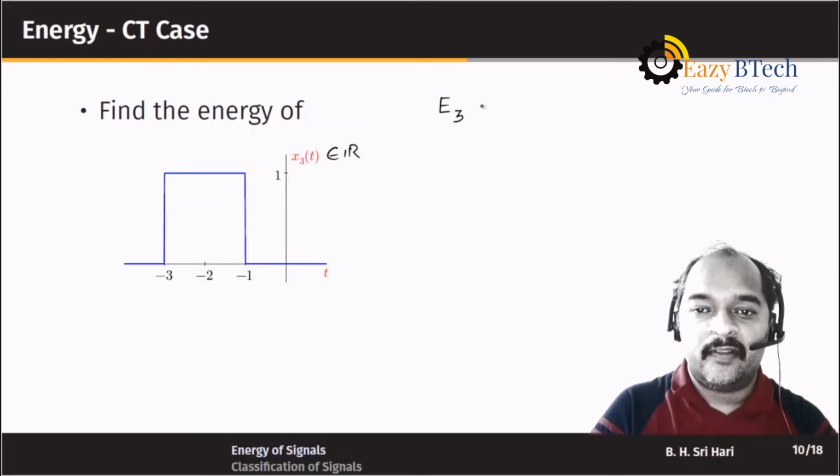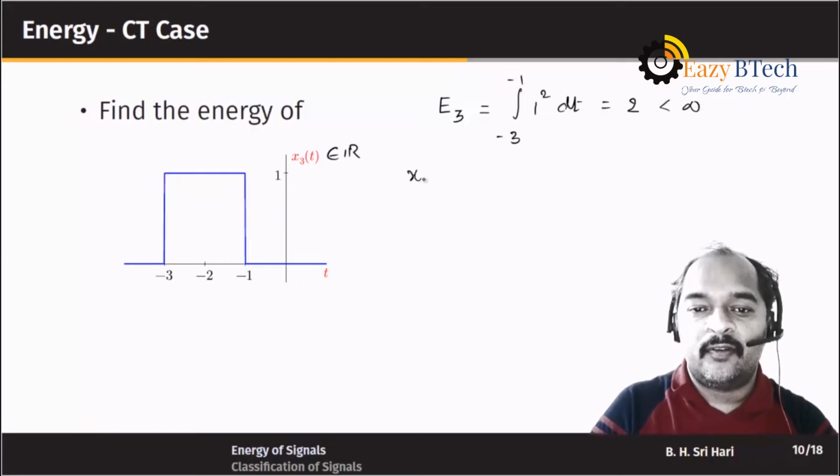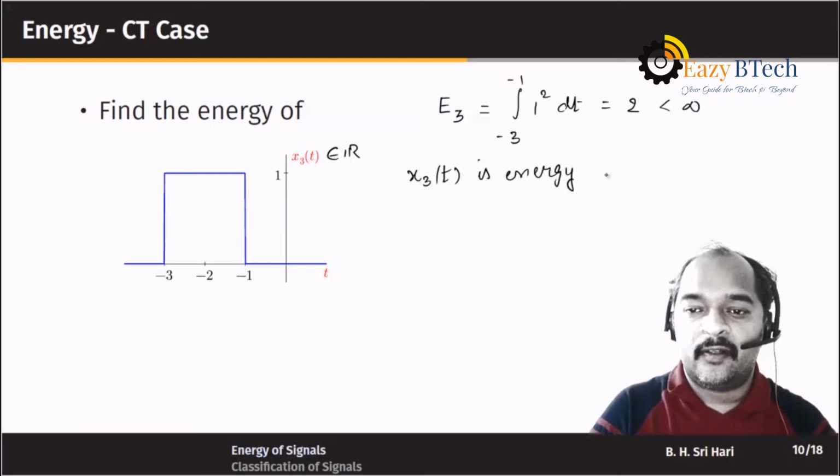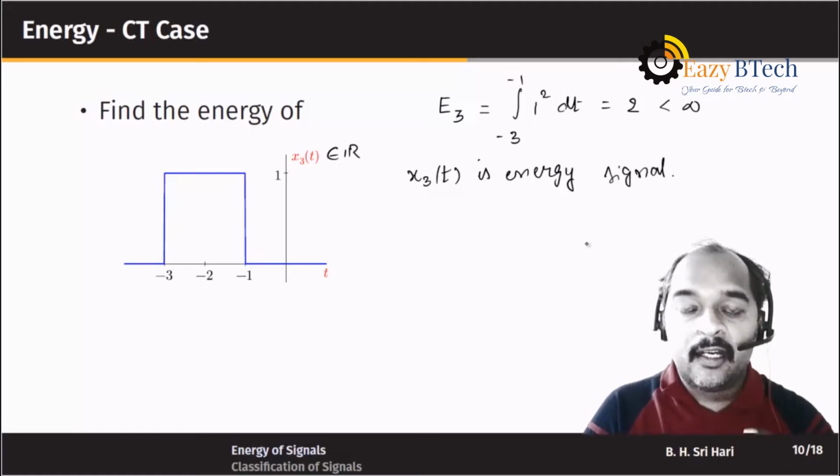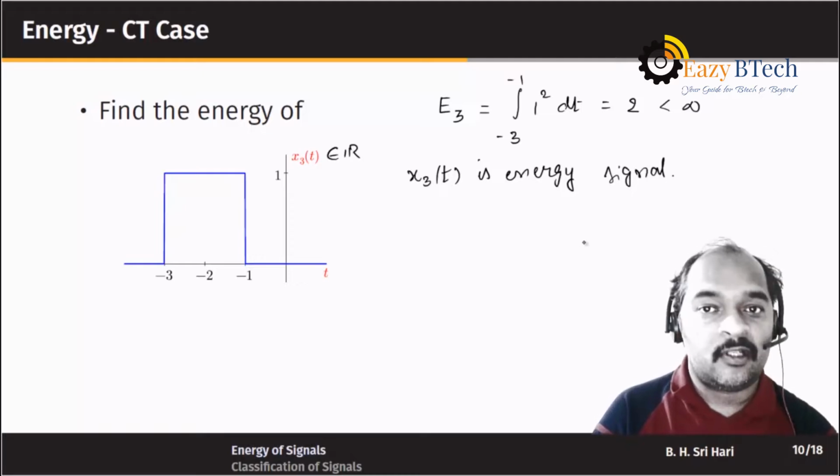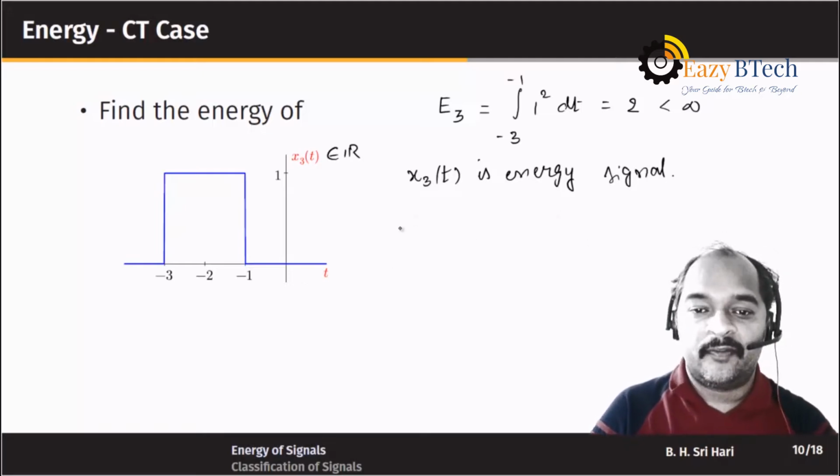So our E3, which is the energy of this signal, would be equal to the integral from minus 3 to minus 1 of 1 square dt, which is equal to 2. Again this is less than infinity, and hence x3 of t is also an energy signal. But what is the important thing that you observed? Time reversal operation also does not affect the energy of the signal.